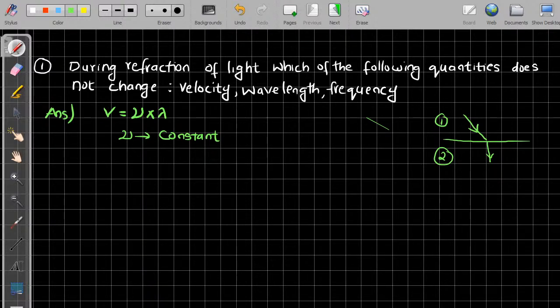So if velocity is changing, then what has to change? Wavelength has to change. So frequency is an invariable quantity. It's a constant, or it does not change. It does not change during refraction. But your velocity and wavelength change during the refraction phenomena. Hope you understood this concept. Now let's move on to the next question.